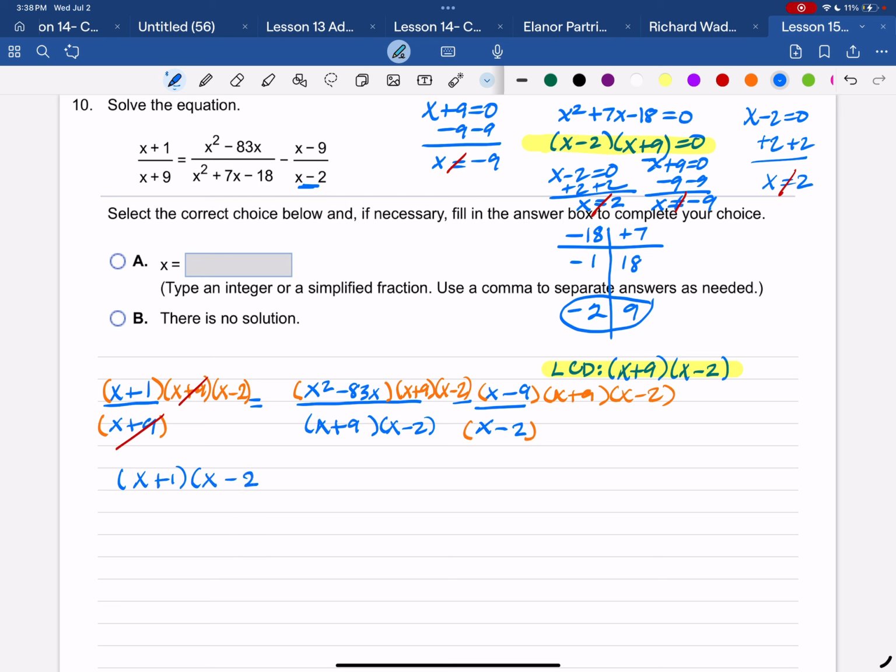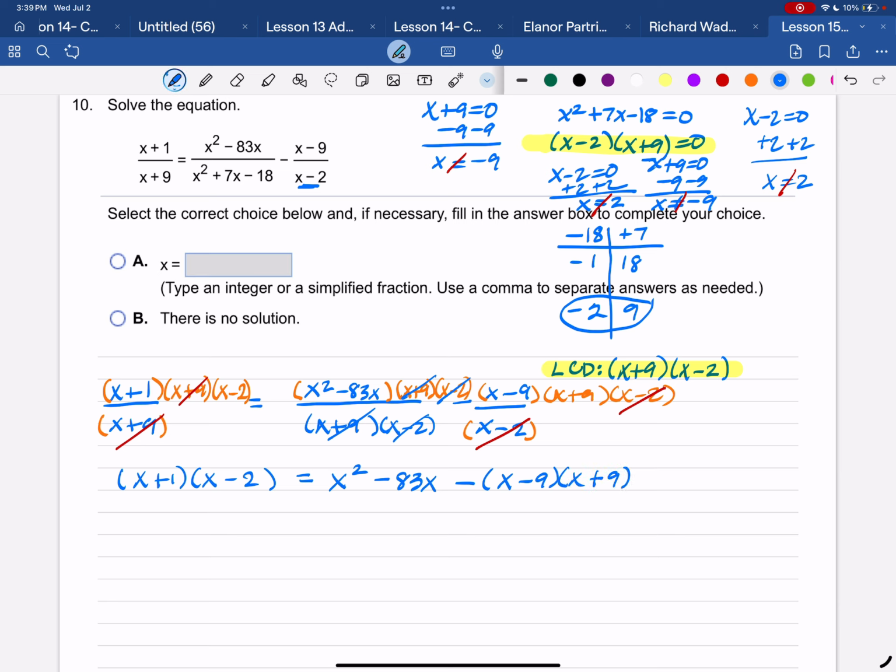And it's important I have those parentheses so I'll remember to FOIL that or distribute that out. X plus 9 with x plus 9, x minus 2 with x minus 2. That's just going to leave x squared minus 83x, so I don't need any parentheses. And then here, this is going to be a really tricky part. This is going to give me a minus parentheses x minus 9, x plus 9.